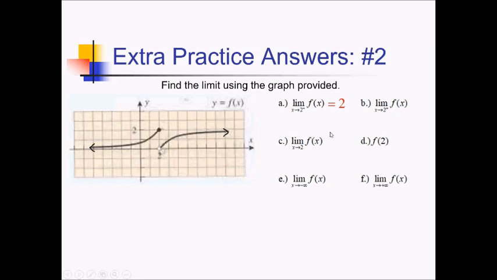y value 0. And since the left and the right limit don't agree, the two-sided limit as x approaches 2 does not exist. Function value at 2 is going to be this solid dot up here, which is a y value of 2. Now, x approaching -infinity, as we go to the far left, we're approaching the y value 0.